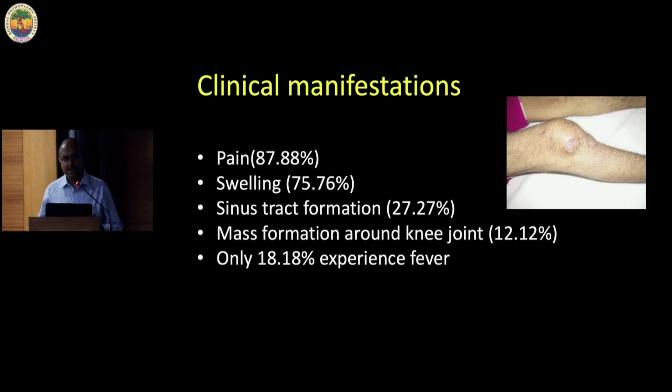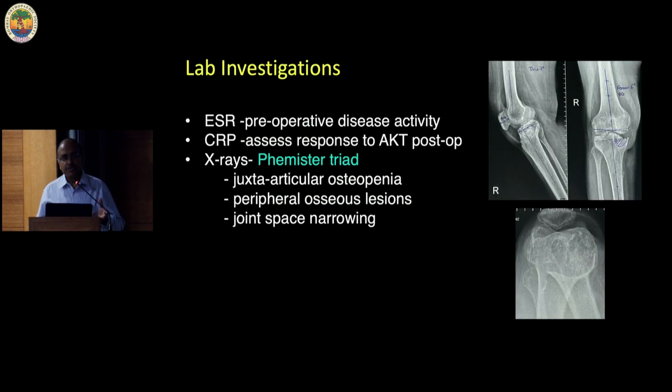And very few patients, almost 20%, develop fever. So fever, weight loss and loss of appetite are not the usual manifestations of extrapulmonary tuberculosis like bone and joint tuberculosis. For lab investigation, usually you send ESR and CRP. Remember, ESR assesses preoperative disease activity, whereas CRP assesses the response to antitubercular treatment during the postoperative period. So these are the two acute phase reactants, the markers which can be used preoperatively or postoperatively.